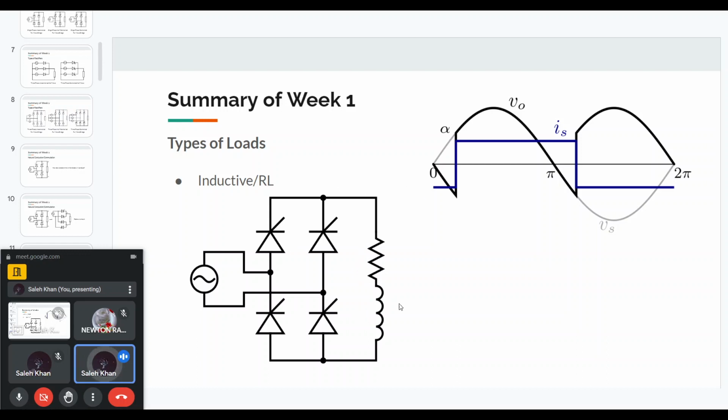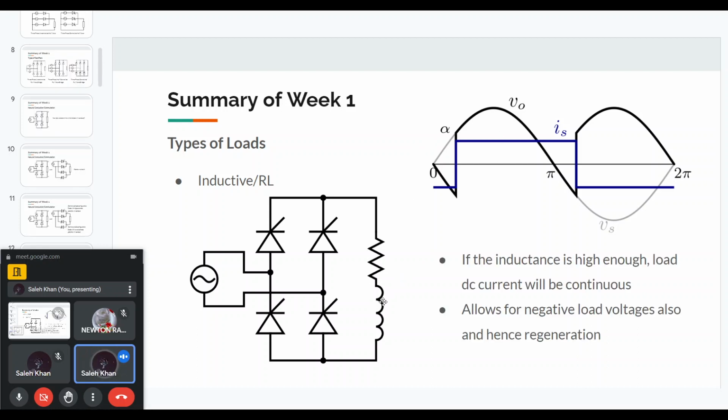If we have an RL load, then the load voltage can become negative because of the presence of this inductor. So the inductive load basically allows for negative voltages, and therefore the overall average output voltage itself can become negative.